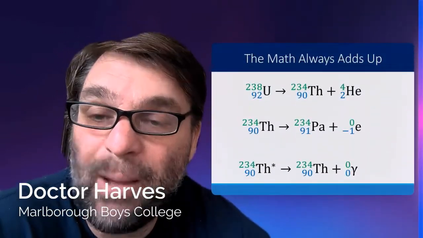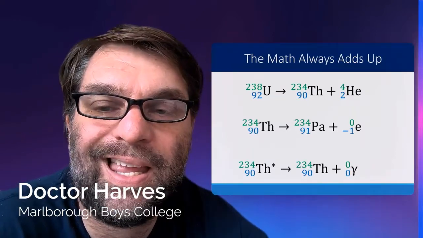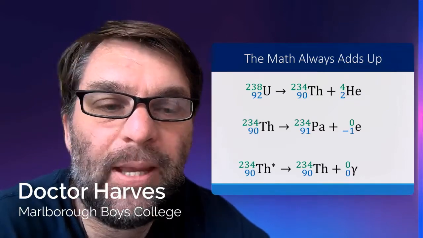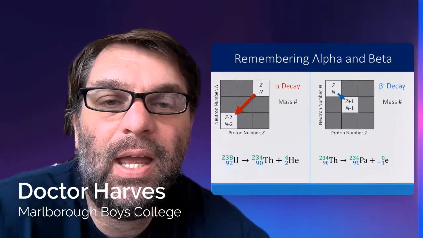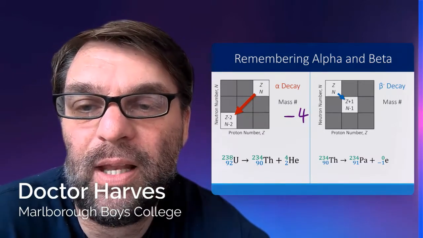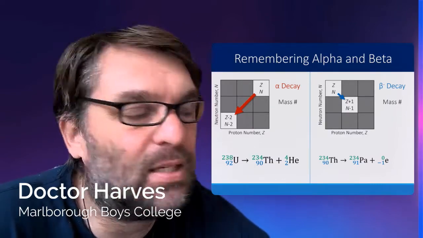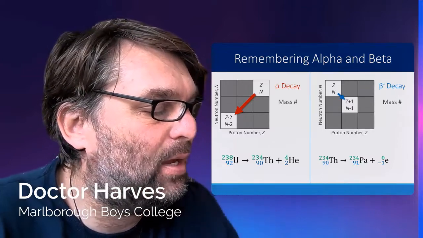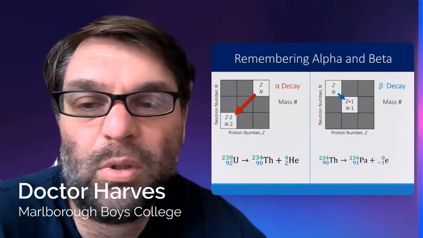And the mass always adds up. The mass and proton numbers at the start of the nuclear reaction always equal the same, as you can see from the equations. In terms of remembering alpha and beta decay, in alpha decay the mass number is reduced by 4, because remember the helium nucleus has a mass number of 4. In beta decay, the mass number stays the same, because the neutron is converted into a proton and an electron, but the mass doesn't change.